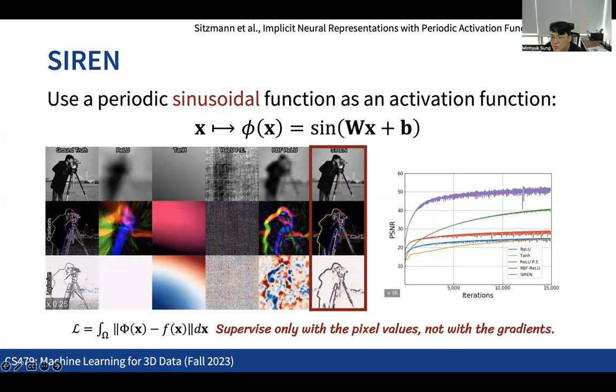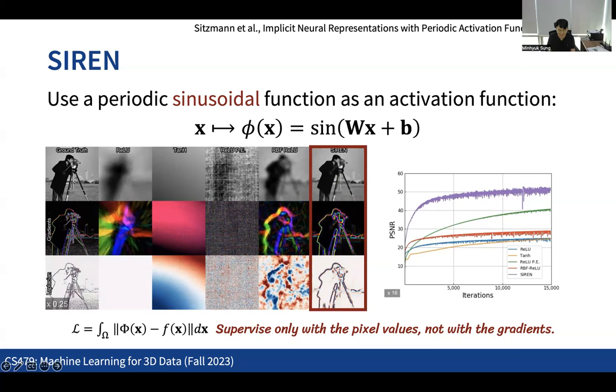Is the finding only valid for implicit function? If so, why does it not scale for the other tasks? Actually, yeah, that's what we are going to discuss for the next few slides. This finding is valid for many other cases. But this is especially effective in terms of learning the implicit function, especially when the function that we want to learn is some complicated function.